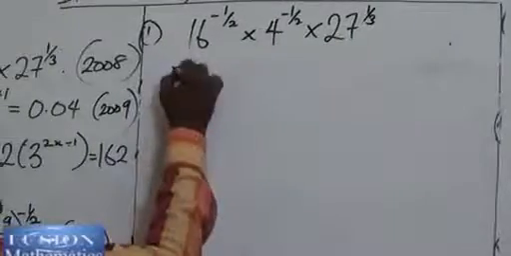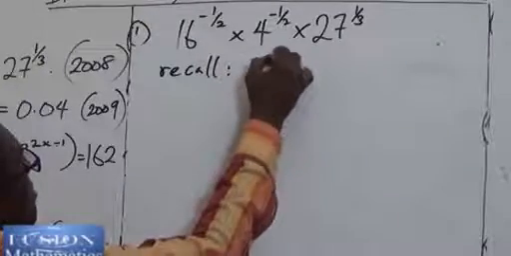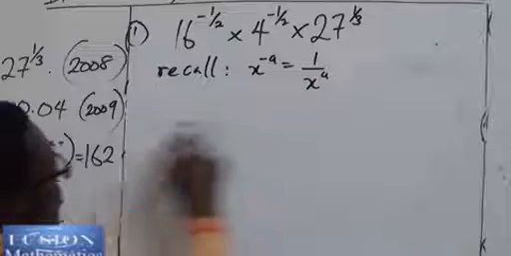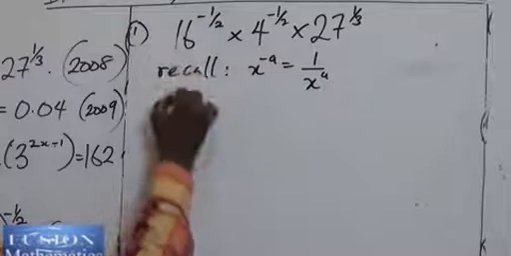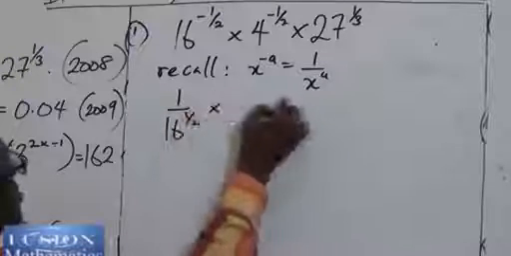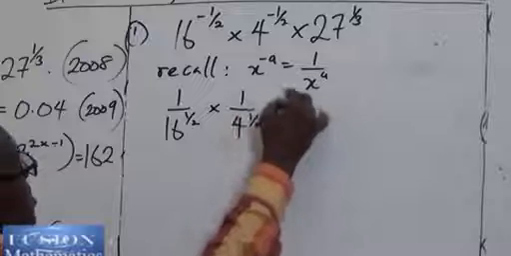Recall that x raised to the power minus a is equal to 1 all over x raised to the power a. So that means that this will become 1 over 16 raised to the power half multiplied by 1 over 4 raised to the power half. This remains the same.